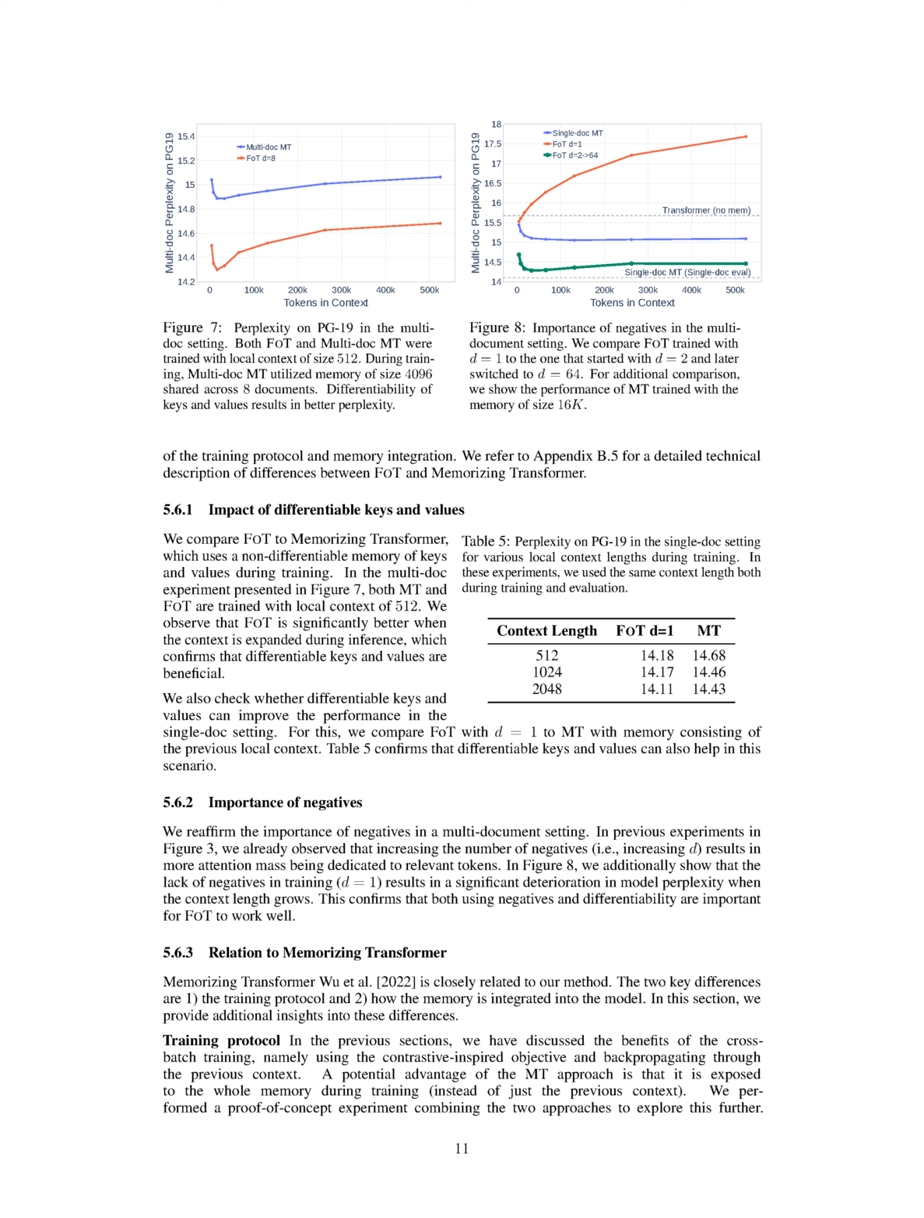Next, let's talk about the importance of negatives. We've found that negatives are crucial in a multi-document setting. In previous experiments, we noticed that increasing the number of negatives, i.e., increasing D, leads to more attention being paid to relevant tokens. We also found that without negatives in training, D equals 1, the model's perplexity significantly worsens as the context length increases. This confirms that both the use of negatives and differentiability are key for FOT to perform well.